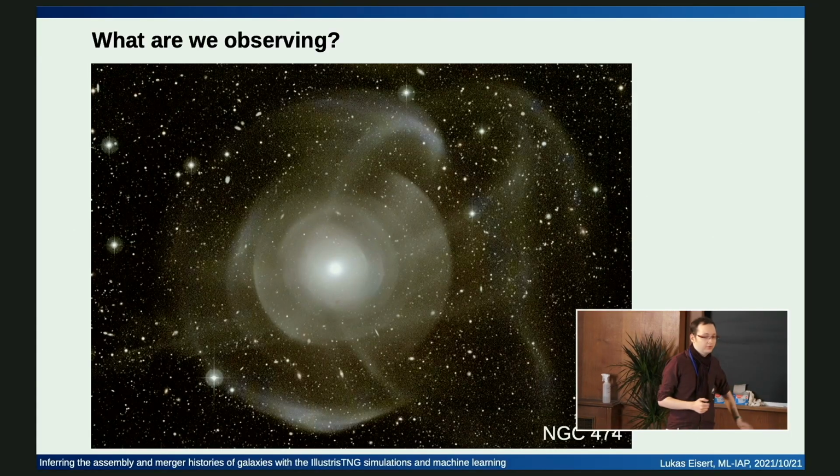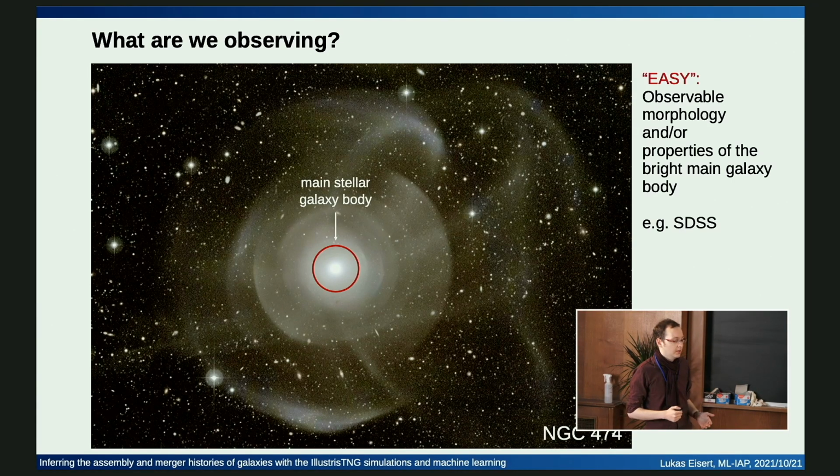And if I'm talking about observation, what do I mean? First, of course, we can look at the galaxy itself, so the main body, and at its morphology and its properties. So for example, if you look at the diskiness, if you have a massive merger, we would guess that this massive merger could disrupt the disk shape of the galaxy. So that would tell us something about the merger history. We have such information in large quantities, for example, from SDSS.